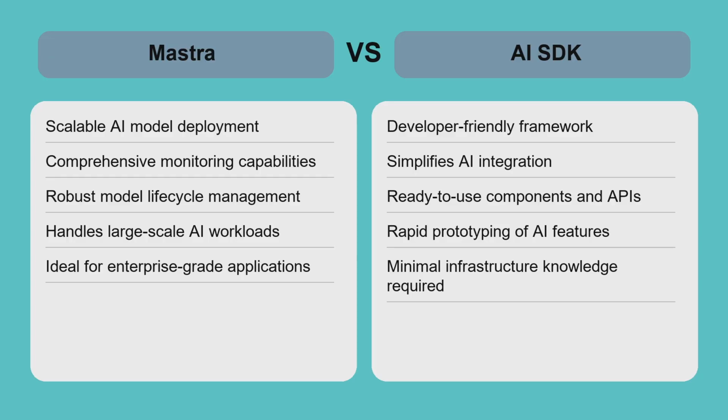For example, startups can use AI SDK to prototype AI-powered apps, while larger teams might prefer Mastra to ensure reliability and control. Trade-offs include Mastra's complexity versus AI SDK's ease of use, and AI SDK's limited scalability compared to Mastra's enterprise capabilities. Choose based on whether you prioritize operational control or rapid integration.